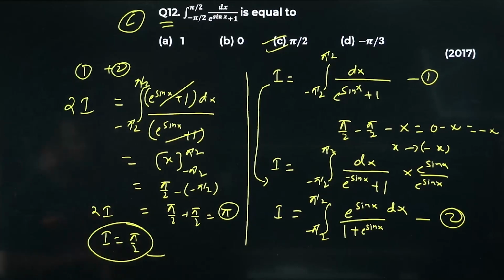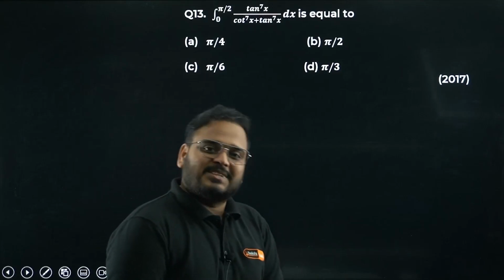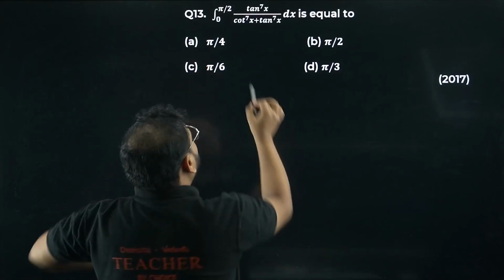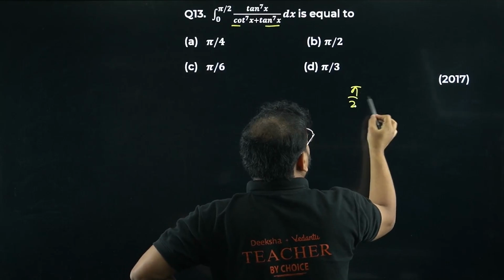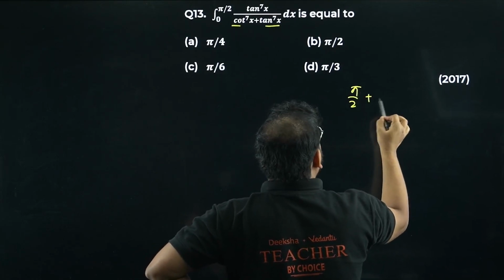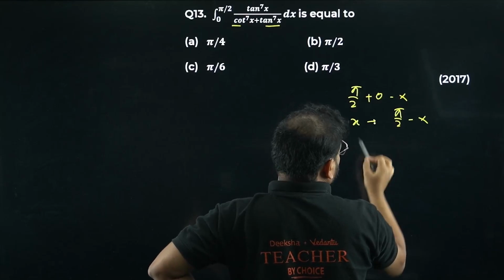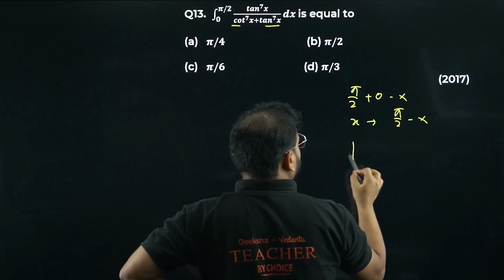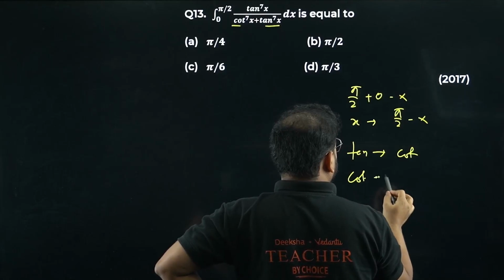Now moving on to question number 13. Same property, right? Please check. I have cot 7 tan 7. What is going to be the property? Pi by 2 plus 0 minus x. How much is that? Pi by 2 minus x. Replace x by this value. You'll have tan. At this, tan will become cot, and cot will become tan.